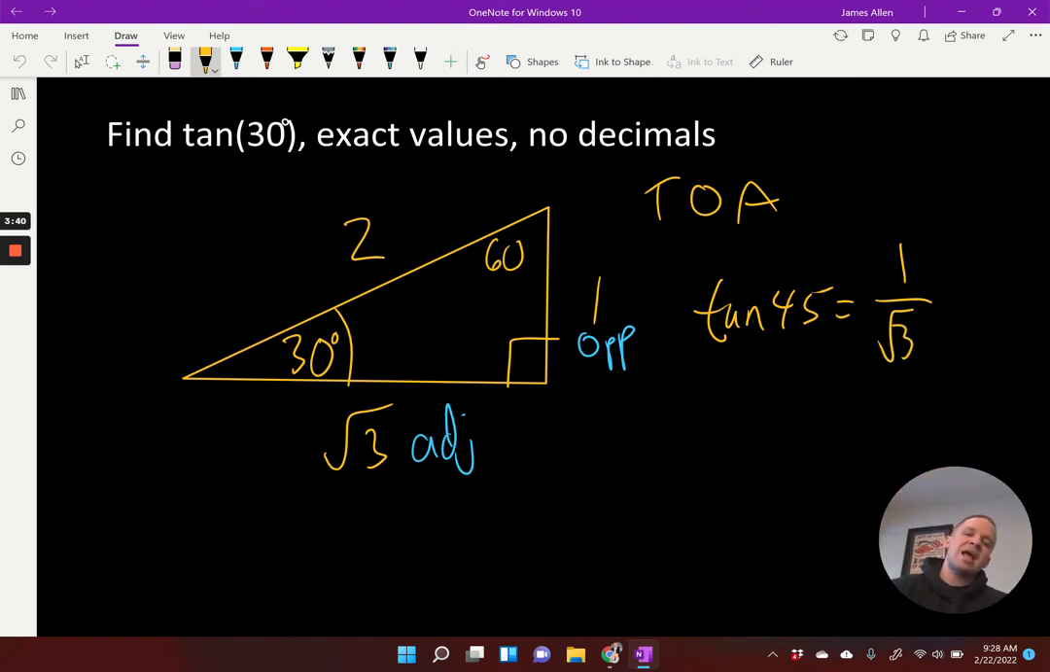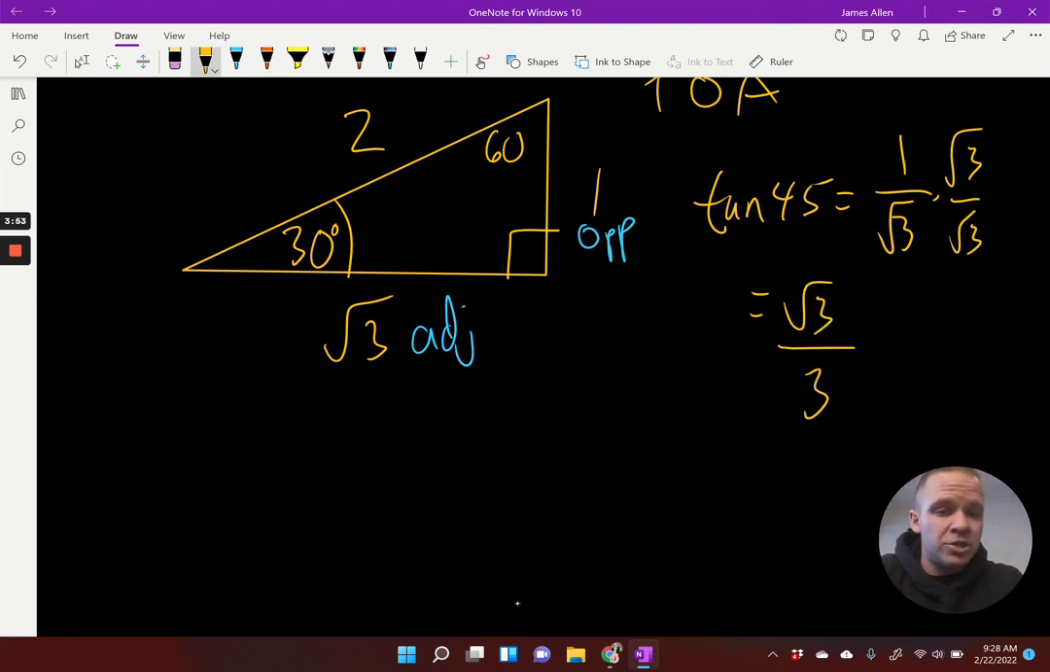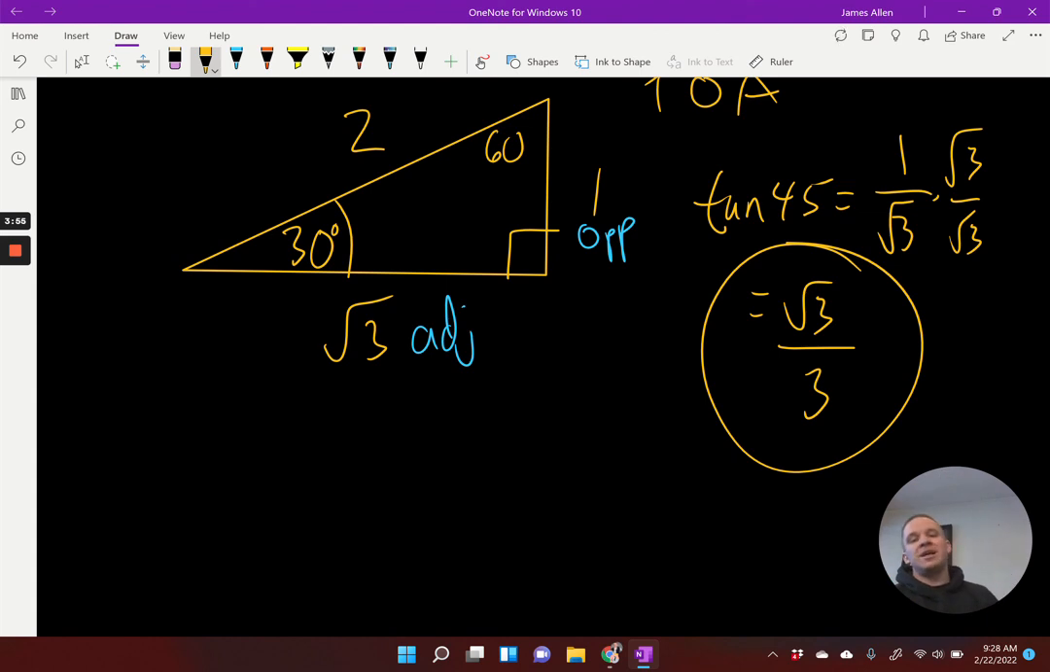Oh, man. I've got to rationalize. Let's do it. So root 3 over root 3. Now I'm going to have 1 times root 3, which is just root 3. Root 3 times root 3 is root 9, which is just 3. Root 3 over 3 is my answer.